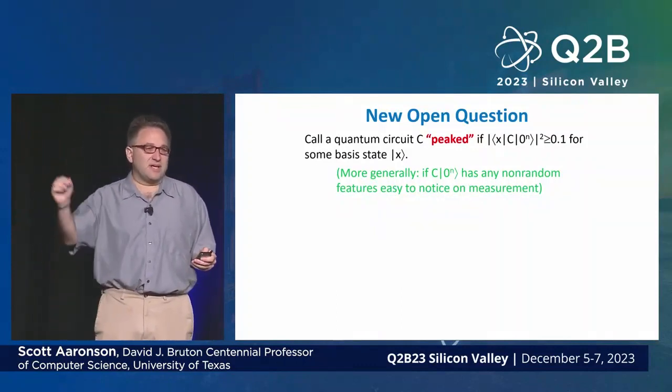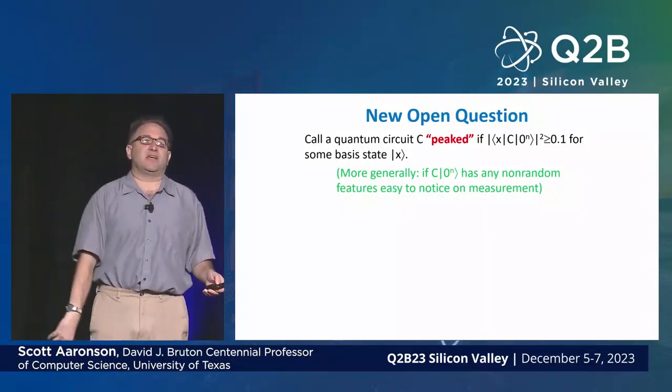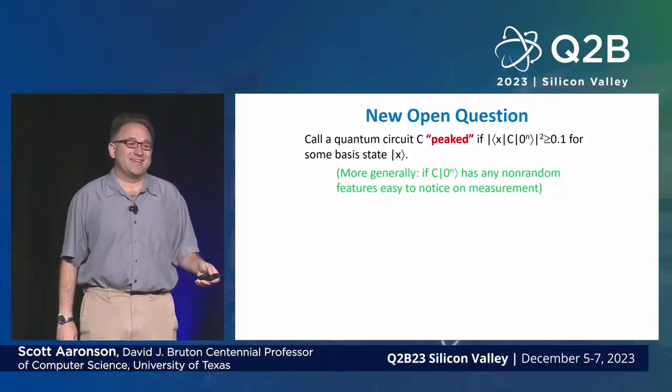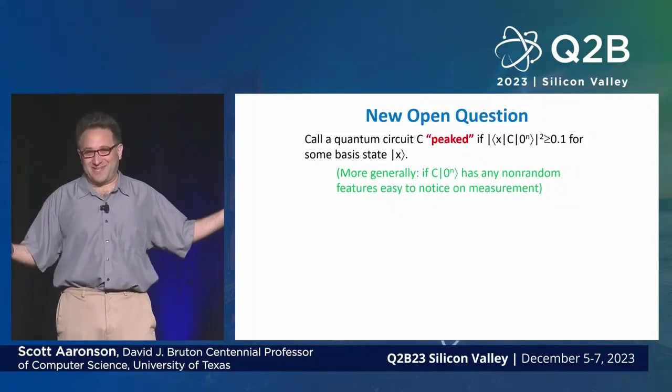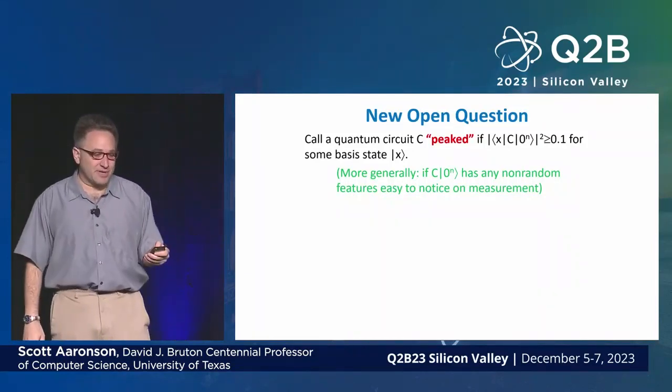So there's something that sticks out like a sore thumb about the output state that makes it very, very easy to recognize that this is not just a random quantum state. This is not just some random garbage.